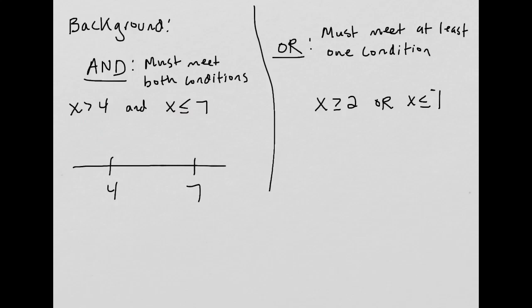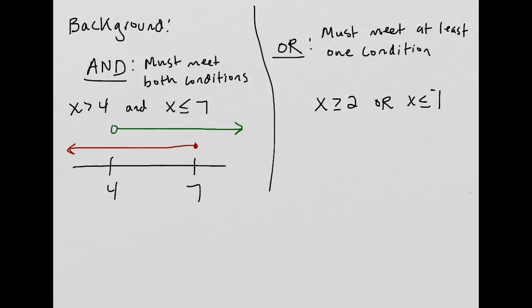So the first one, x is greater than 4, I would start by having an open circle at 4, and then graphing all the numbers to the right. The second one, x is less than or equal to 7, I would start with a closed circle on 7, and then graph all the numbers to the left. And so you'll notice that my number line has basically been broken into 3 sections.